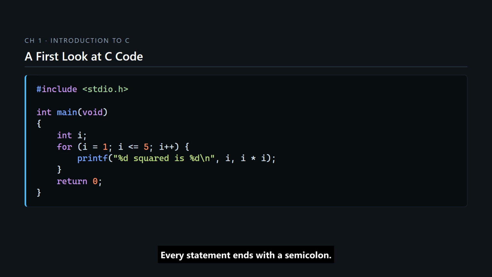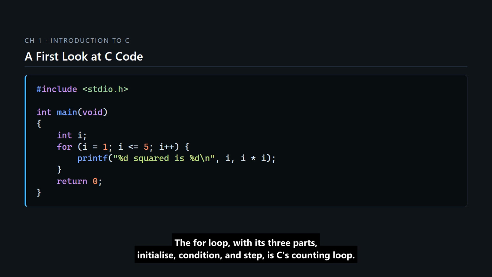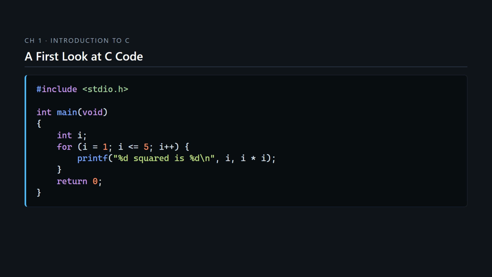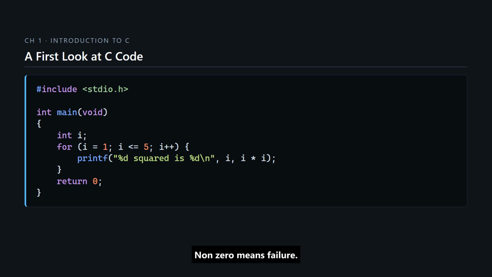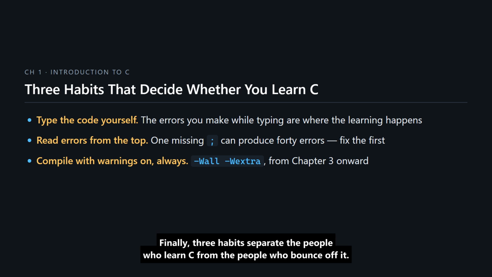Every statement ends with a semicolon. The for loop, with its 3 parts, initialize, condition, and step, is C's counting loop, and return 0 tells the operating system that the program succeeded. Non-zero means failure. Finally, 3 habits separate the people who learn C from the people who bounce off it.